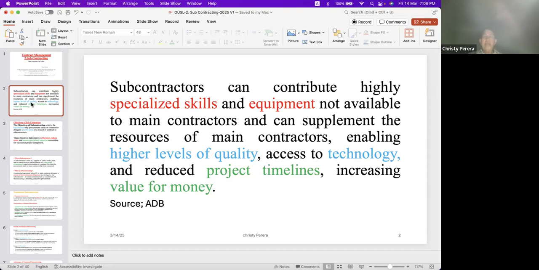So like that, most contractors, when they win a contract, the client allows them to take subcontractors where necessary. But there are some limitations also. All these things we'll go through one by one.